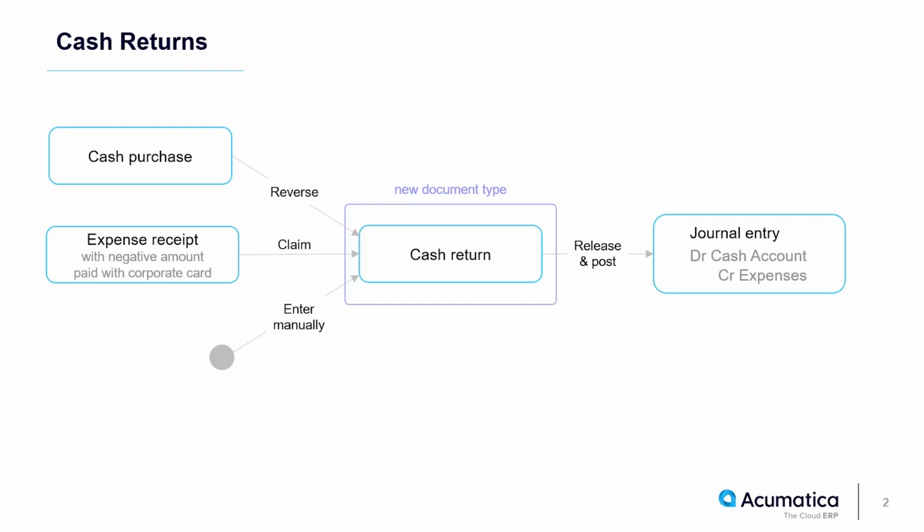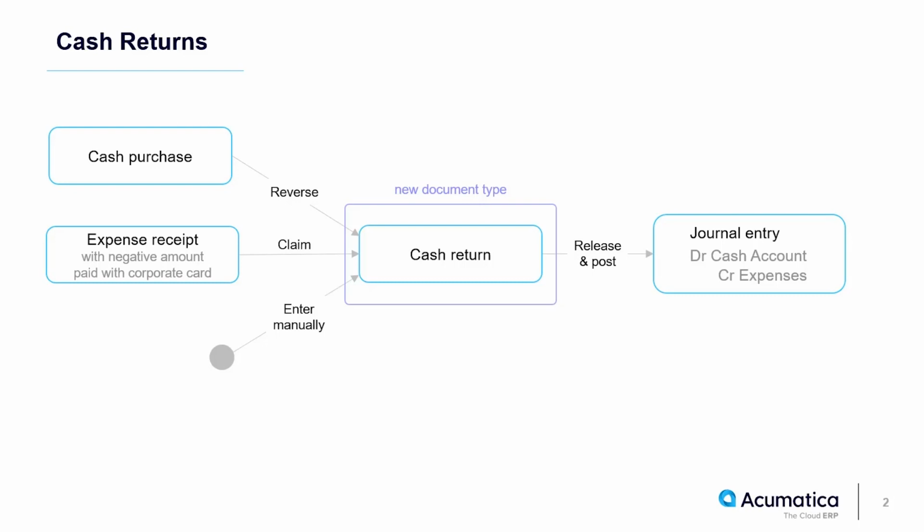Now users can create a cash return document to register a full or partial refund for items paid immediately. On the cash purchases form, a new cash return can be created from scratch or by using the return action applied to a cash purchase.